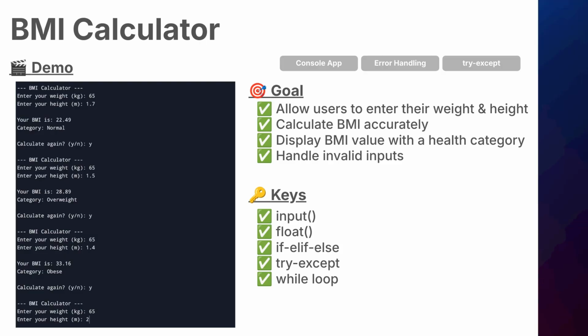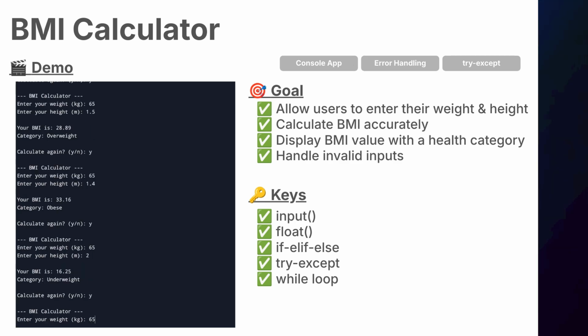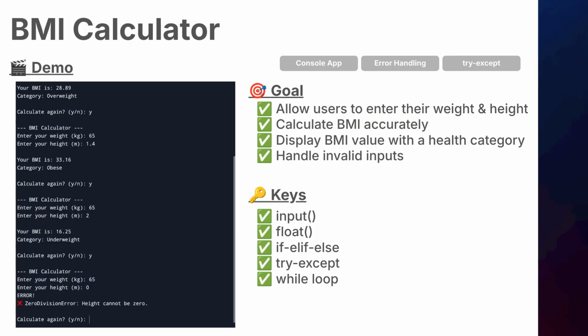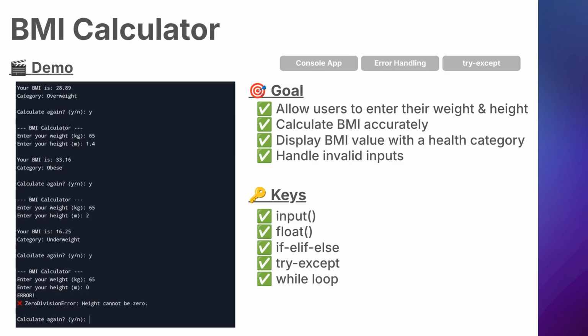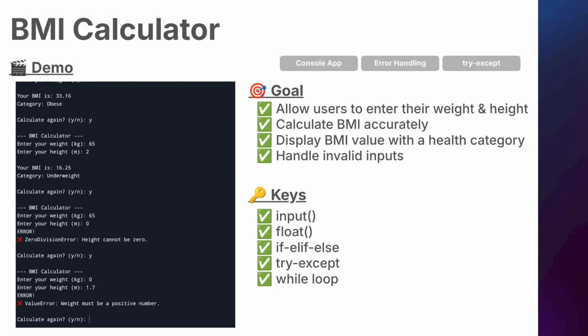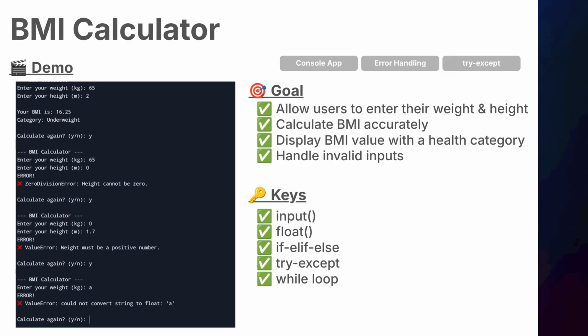You used input to collect data from the user, variables to store values, mathematical operations to perform calculations, and conditional logic to decide which health category to display. You also learned how to use try and except to handle errors safely, how to raise your own errors for invalid input, and how a loop can keep a program running until the user chooses to exit. This project shows how even a small console app can feel complete, reliable, and user-friendly when the right ideas are combined.